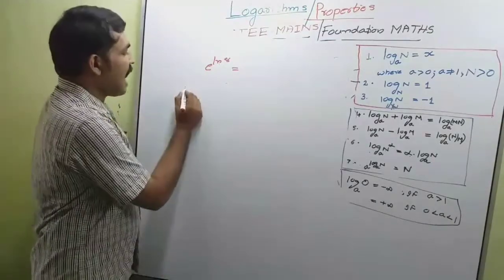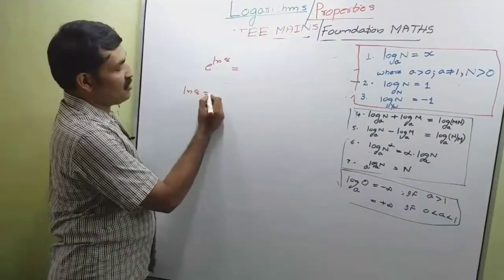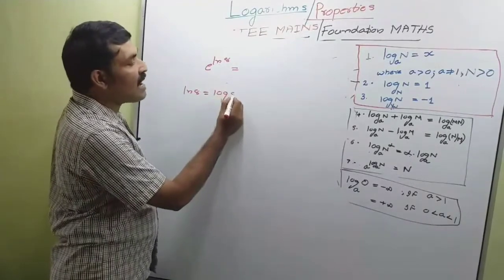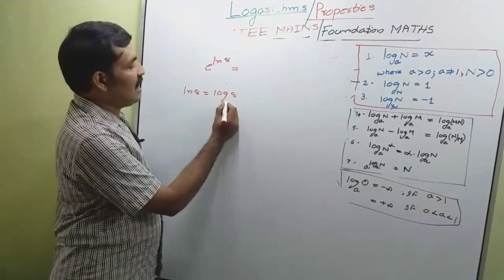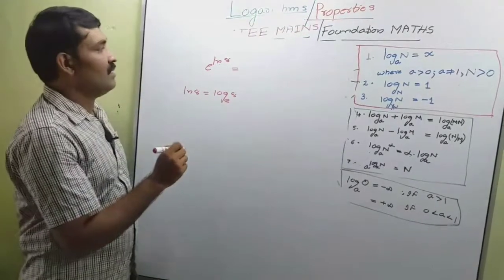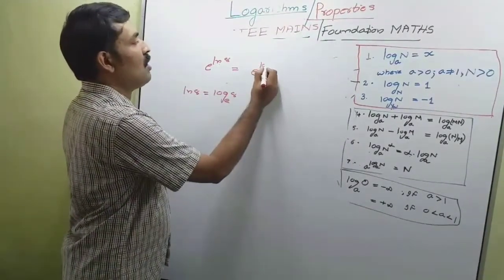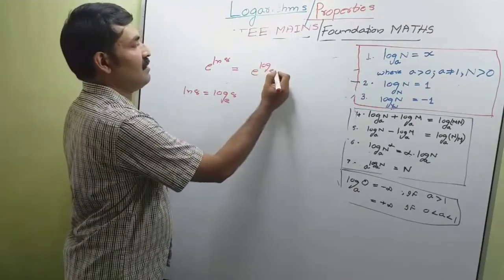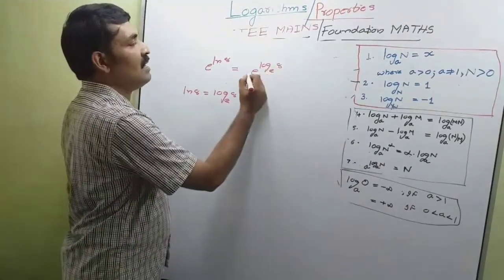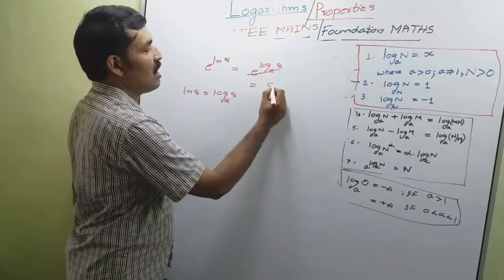Okay. e raised to ln 8 is equal to, ln means natural logarithm. That is, ln 8 is equal to log 8, here base is e. Now we can write this is equal to e raised to log e 8, base is e. e and e get cancelled. This is equal to 8.